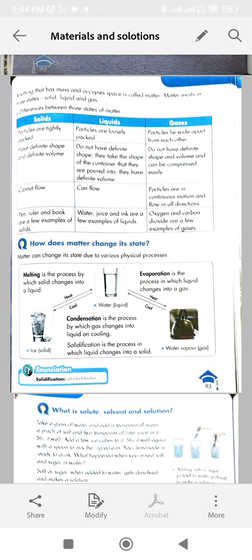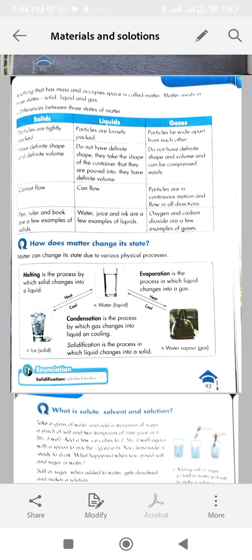Solids cannot flow. Liquids can. Gases: particles are in continuous motion and flow in all directions. Solids, for example: pen, ruler, and book are a few examples of solids. Water, juice, and ink are a few examples of liquids. Oxygen and carbon dioxide are a few examples of gases.